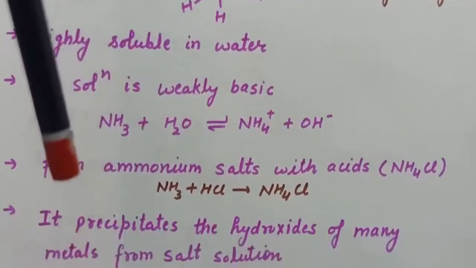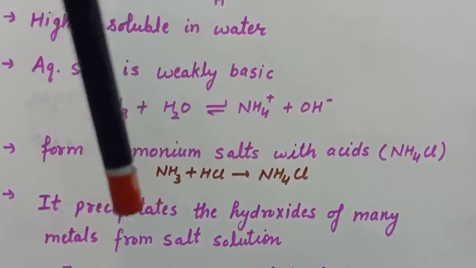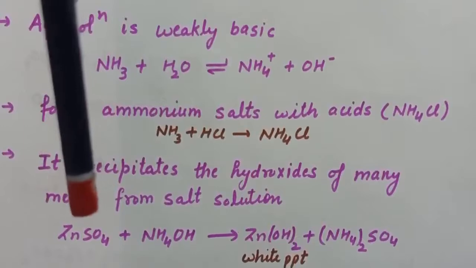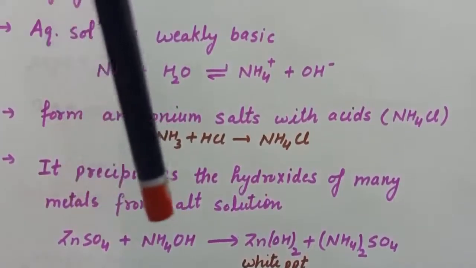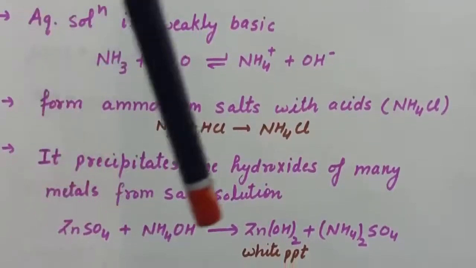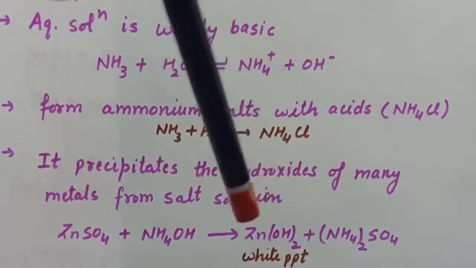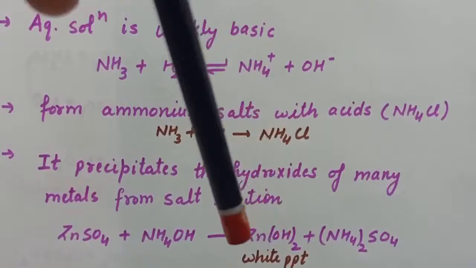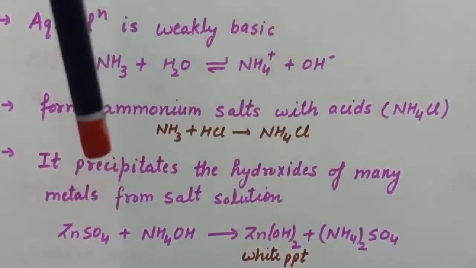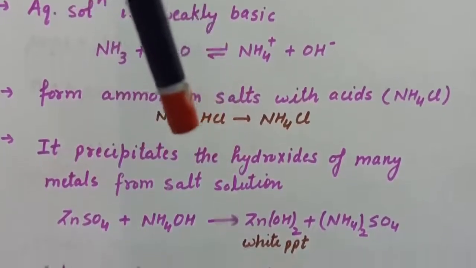Next property of ammonia is that it precipitates the hydroxides of many metals from salt solution. An example is zinc sulfate. Now when we dissolve zinc sulfate in ammonium hydroxide, which is the solution containing ammonia, what will happen? Zinc hydroxide will precipitate out, that is, white precipitates of zinc hydroxide will form in the solution, and ammonium sulfate will form. That is why we can say that it precipitates the hydroxides of many metals from salt solution.